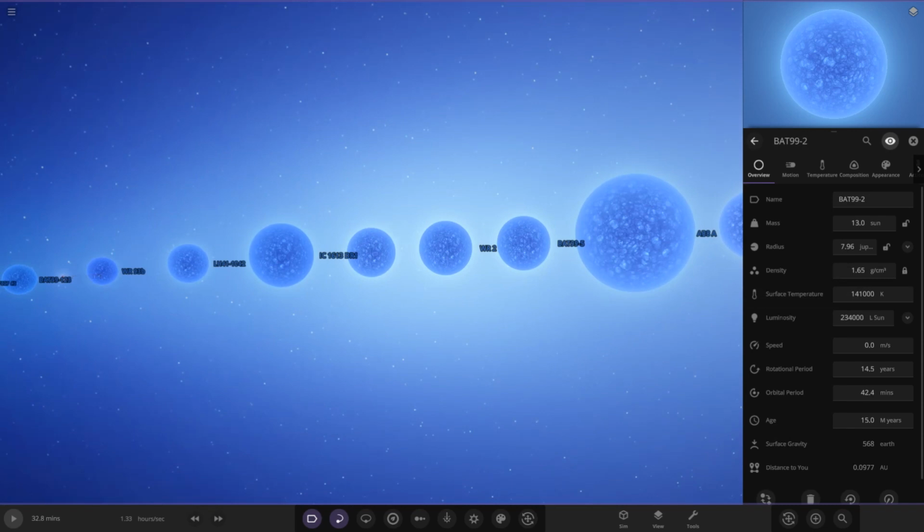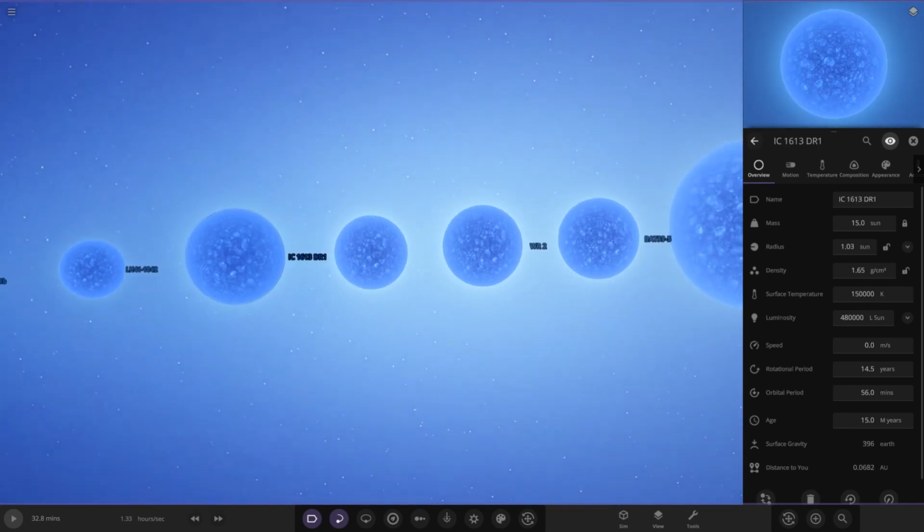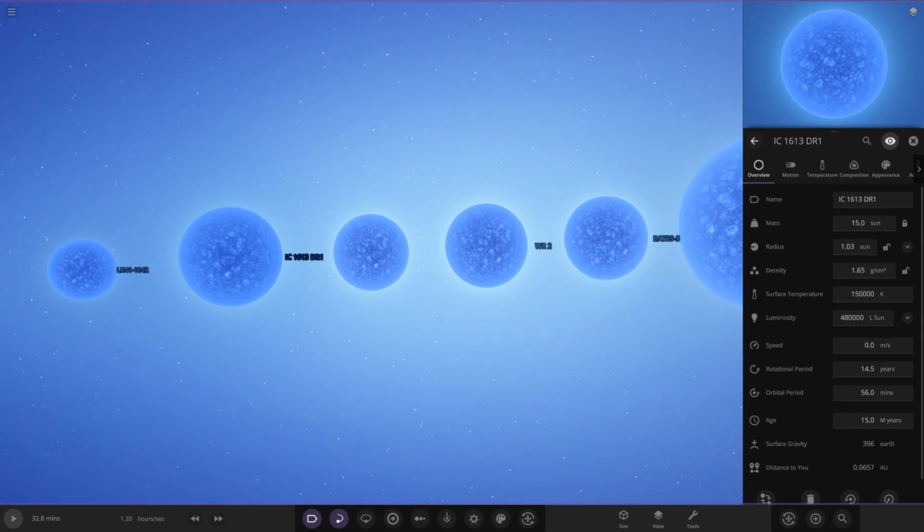141,000 again. Surely they can't all be the same one, right? So, okay, 141 on this one as well. So, Bat 99.2. Then we got IC16-13DR1. See, that sounds like a galaxy name sort of object. So, yeah, it makes sense that that would be a real star then, I'm guessing. So, cool, cool. Okay, well, hang on.